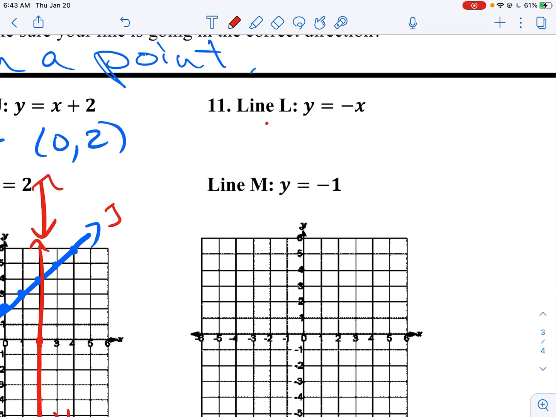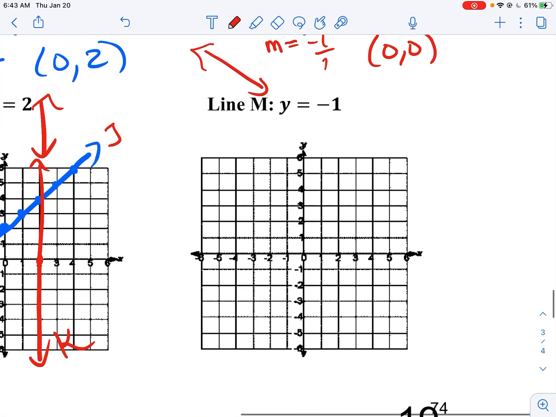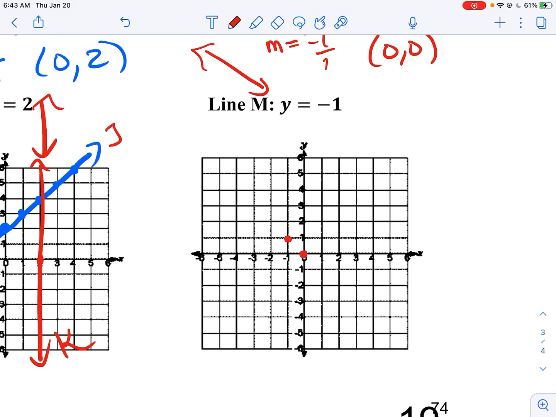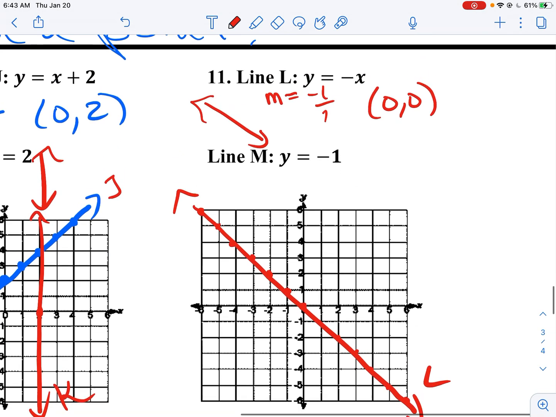Then this one. My slope is -1. That means it's negative direction. My intercept is 0, 0 because there's nothing added. So we go to 0, 0. Okay, negative direction, up 1/1, up 1/1, down 1/1, down 1/1, making sure that it's going in the negative direction. So that's line L, I believe.